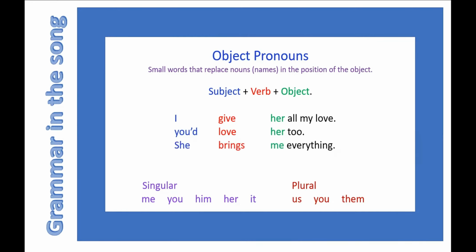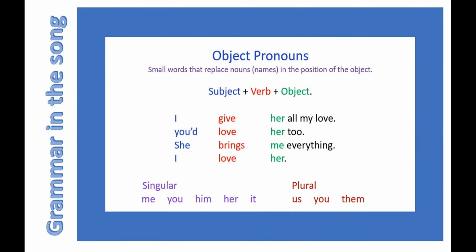Then we have, she brings me everything. In this case, I am the person who receives the action of the verb bring. That's why I say she brings me everything. She brings to the first person singular everything. And finally, we have our most famous phrase, I love her. I love that woman, that person who is the receptor of my love.